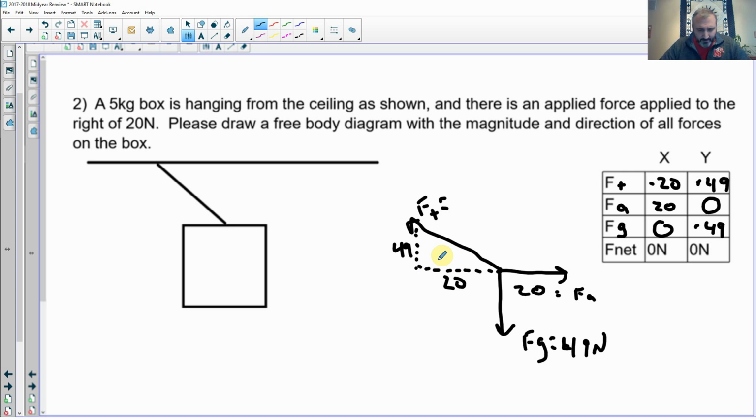2801, but that's not really what I want. I want the square root of that. That means my tension is going to be 52.9 newtons. A squared, B squared, C squared. That's really all there is to it.